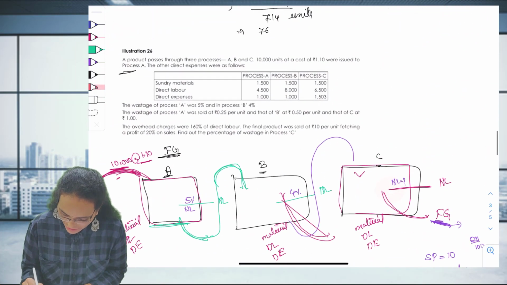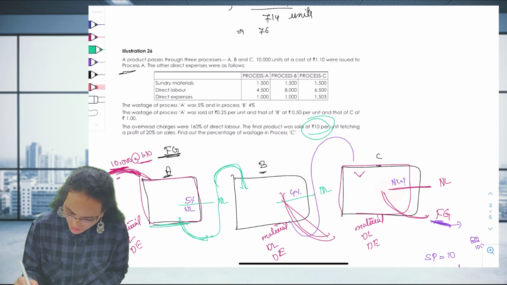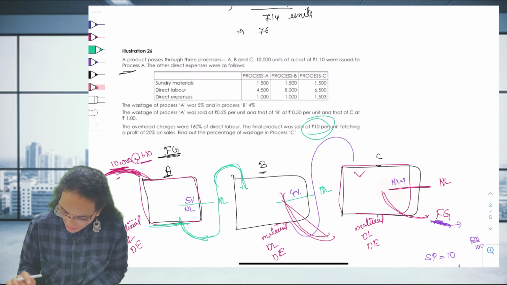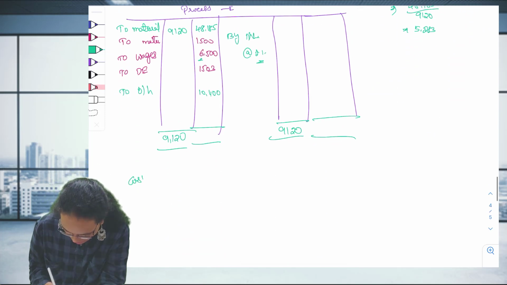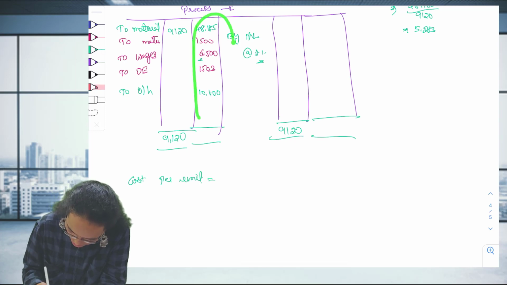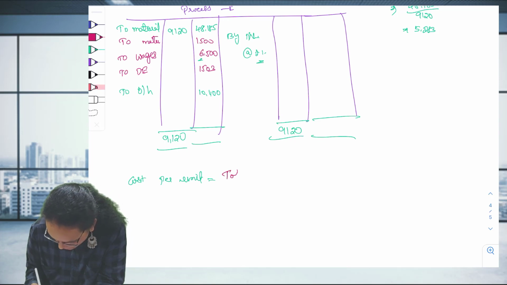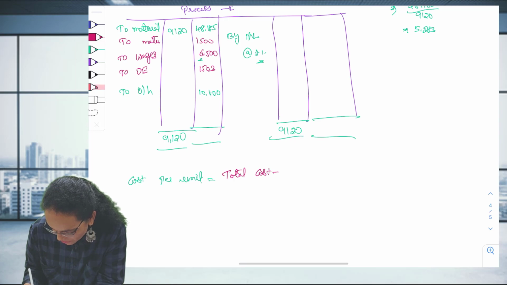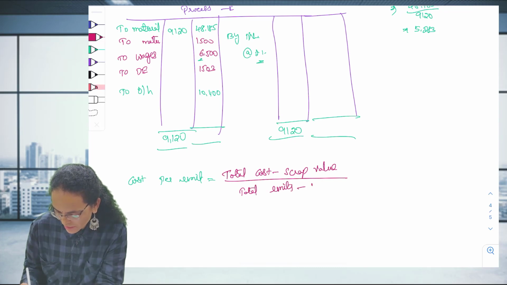This product is sold in the market at 10 rupees, and the realized scrap value is 1 rupee. See, we know one thing, cost per unit. How to find out cost per unit? Total cost minus normal loss divided by total units minus normal loss units. So I'll write: total cost minus scrap value divided by total units minus normal loss units.